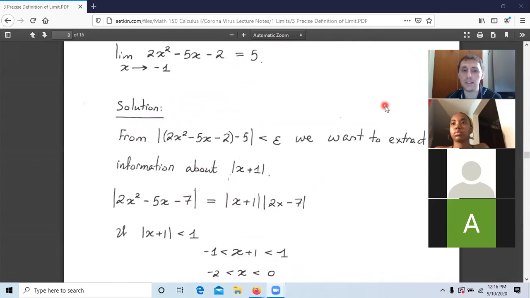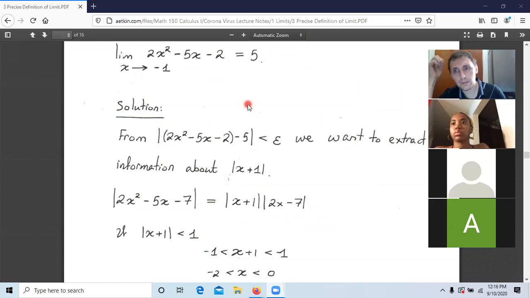So what I do next is I'm going to say if x plus 1 in absolute value is less than 1. Now, before I continue, what am I saying by that? Why am I saying if x plus 1 in absolute value is less than 1? It's not a very complicated mathematical idea. What am I really saying?